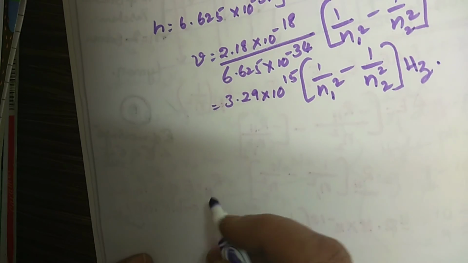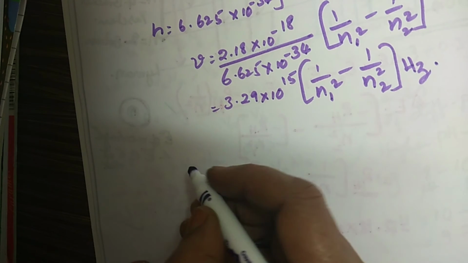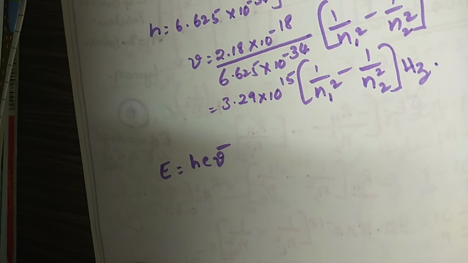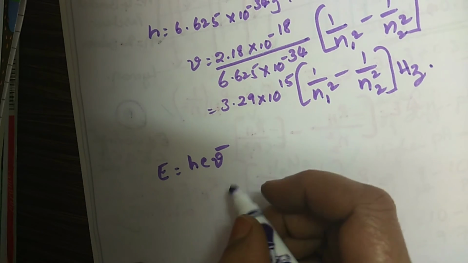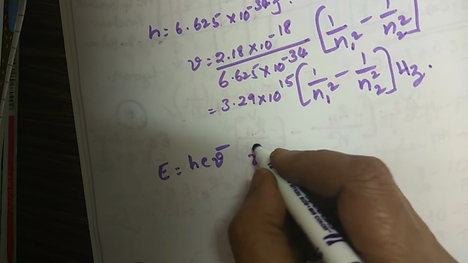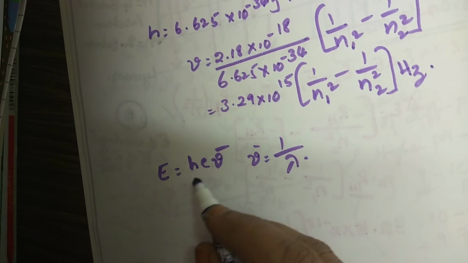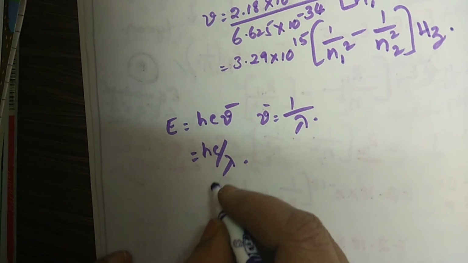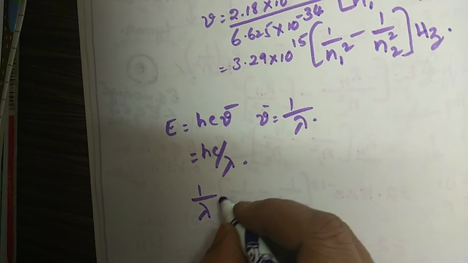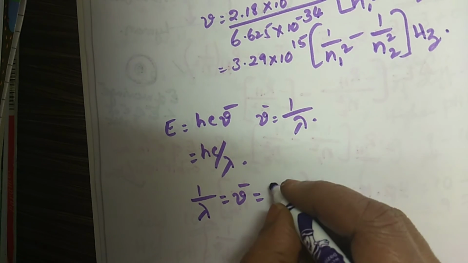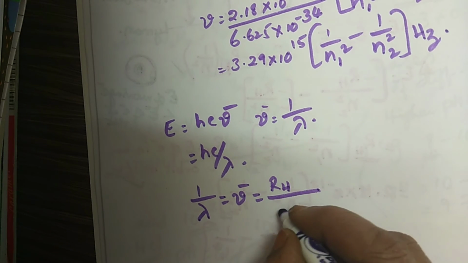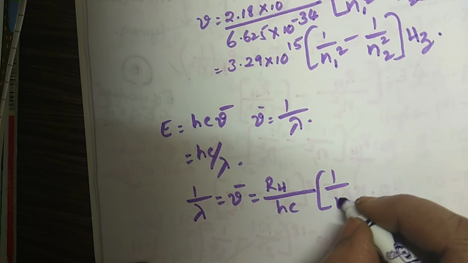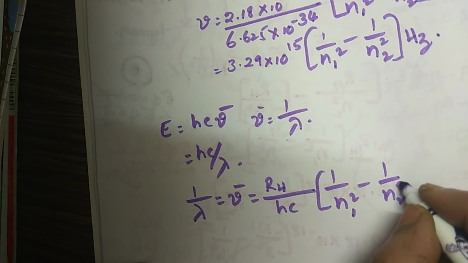How to get the wavelength? We know E is equal to hc nu bar, and nu bar is equal to 1 by lambda. So E is equal to hc by lambda. So we will get 1 by lambda, which is equal to nu bar, is equal to RH by hc into 1 by N1 square minus 1 by N2 square.